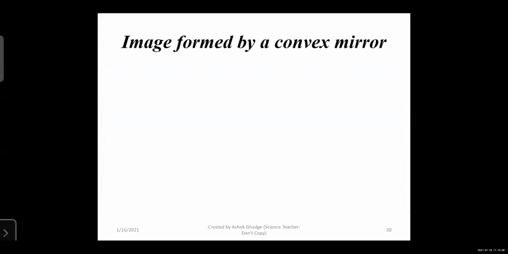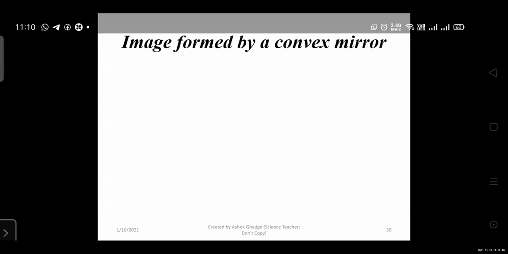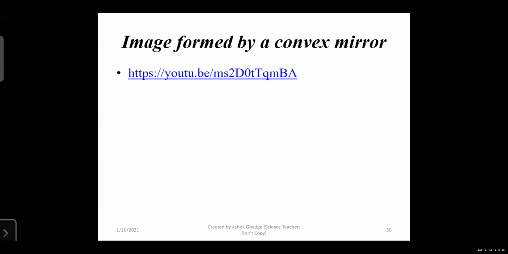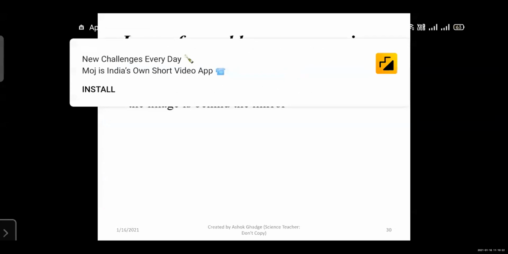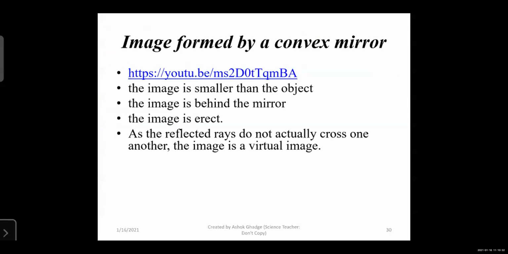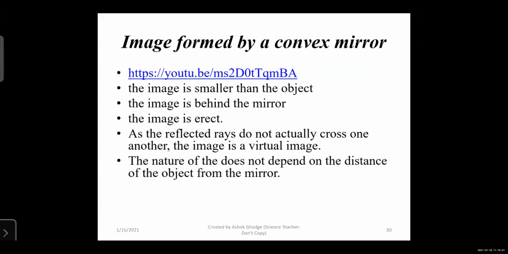Now we will see about convex mirror, the images formed by convex mirror. The image is smaller than the object. The image is behind the mirror. The image is erect. As the reflected rays do not actually meet one another, the image is a virtual image in the convex mirror.